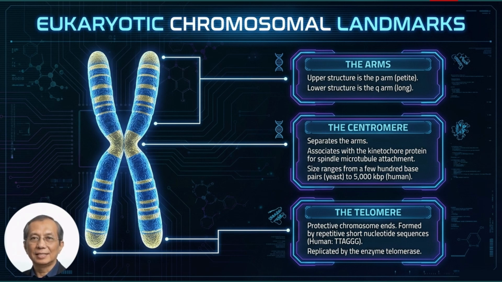At the very ends of the chromosomes are the telomeres, protective caps formed by repetitive nucleotide sequences, typically TTAGGG in humans. Telomeres safeguard the genetic information during replication and prevent chromosome degradation, with their maintenance often linked to the enzyme telomerase.